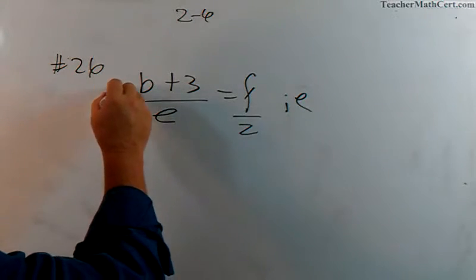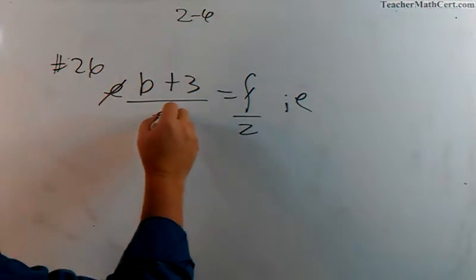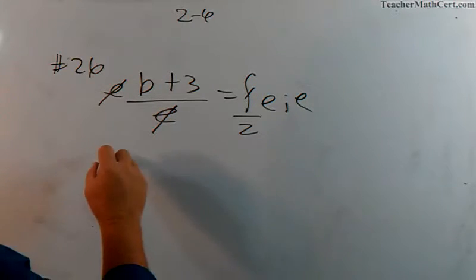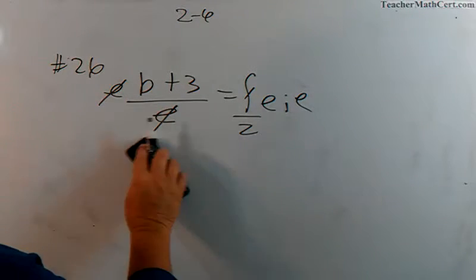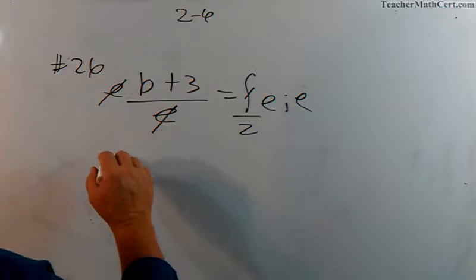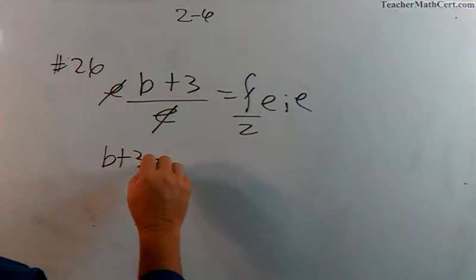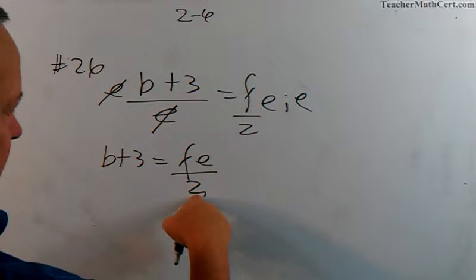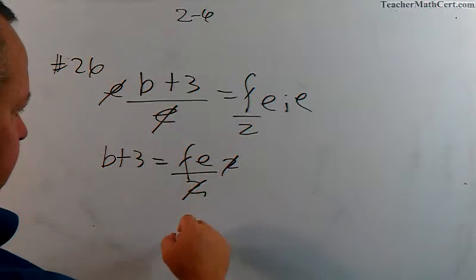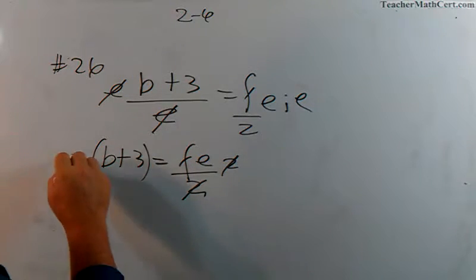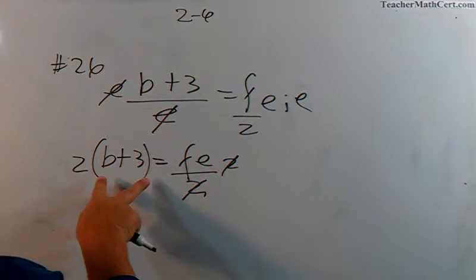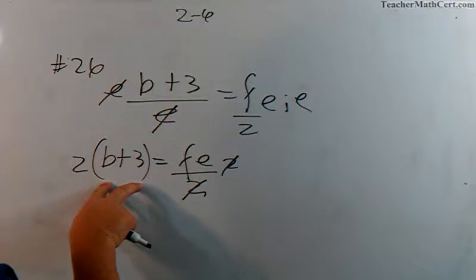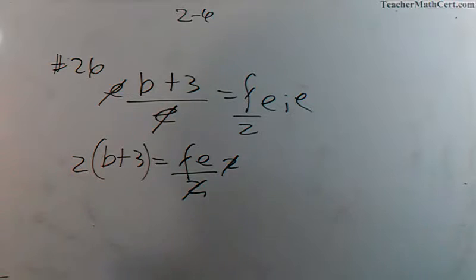So we want to multiply both sides by E. When we do that, the E is going to cancel on this side, right? Going to be left with what? B plus 3 is equal to F times E divided by 2. Need to get rid of the 2, so how do we do that? The opposite is multiplication. Whatever we do to one side, we have to do to the other, right? The reason I put the parentheses around here is because whatever we're doing to one side, this is the whole side right here, right? So we're going to have to use this as a distributive property here.